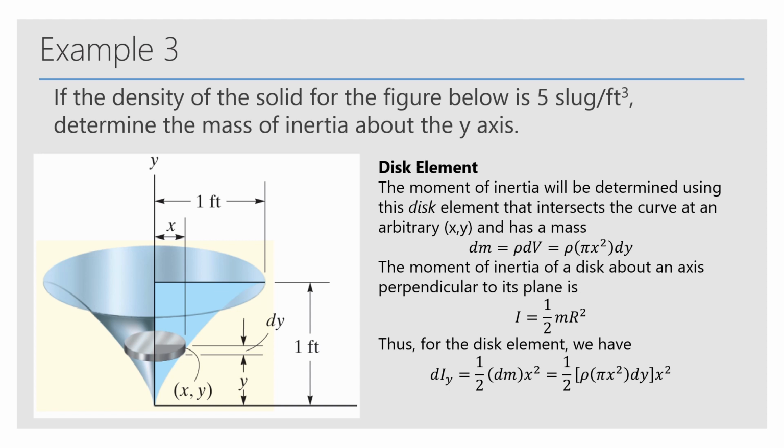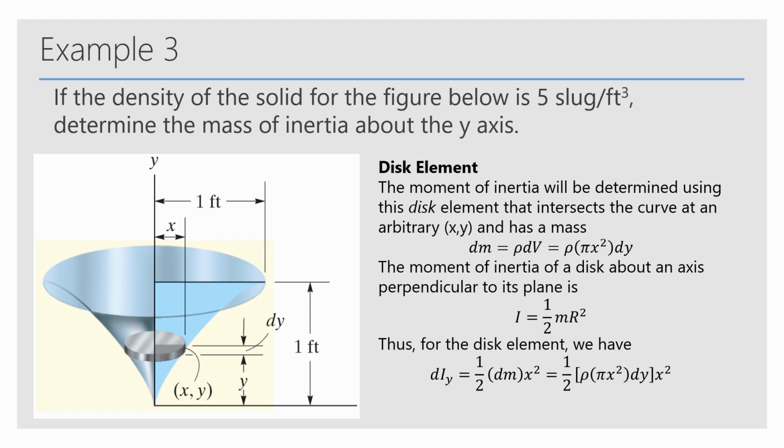So here we're going to use a disk element. The moment of inertia will be determined using this disk element that intersects with the curve at an arbitrary x or y. It has a mass of change in m equals density times change in v, right? Because density times volume equals mass. This also equals density times pi times x squared, because pi times x squared represents the area of the circle, times the change in y. The pi x squared is just the shape of the circle, and then the dy is kind of representing the coneishness, and then the density is just density.